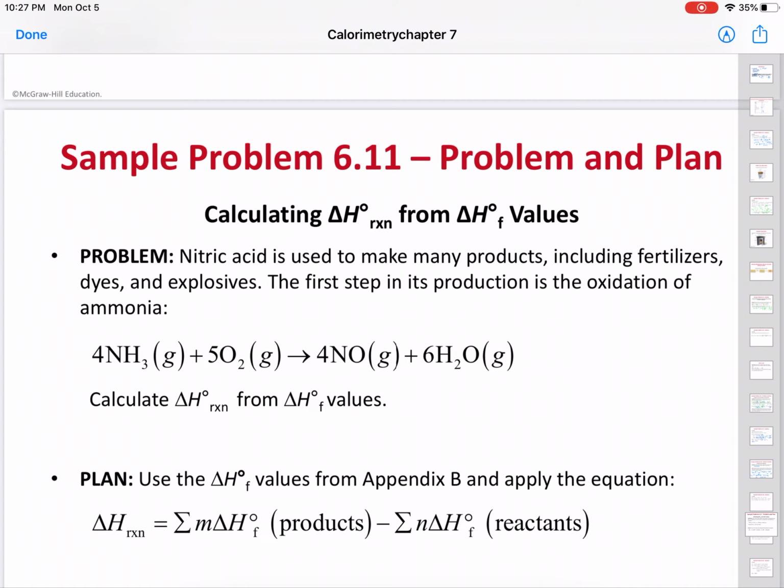Okay, calculating delta H for a reaction from delta H formation values. Earlier we learned how to write the equation for delta H formation of one particular compound. But a reaction involves several compounds. So we need to know how to find the delta H reaction, meaning the delta H value for the whole reaction, from the delta H formation values.